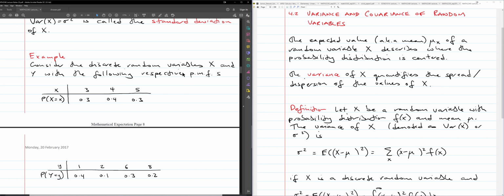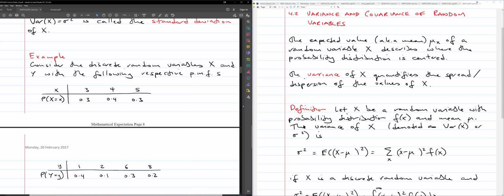As an example, consider these two discrete random variables. One is x, and this is the PMF of x. X takes possible values 3, 4, and 5. And discrete random variable y takes values 1, 2, 6, and 8. So these are the PMFs of x and y.